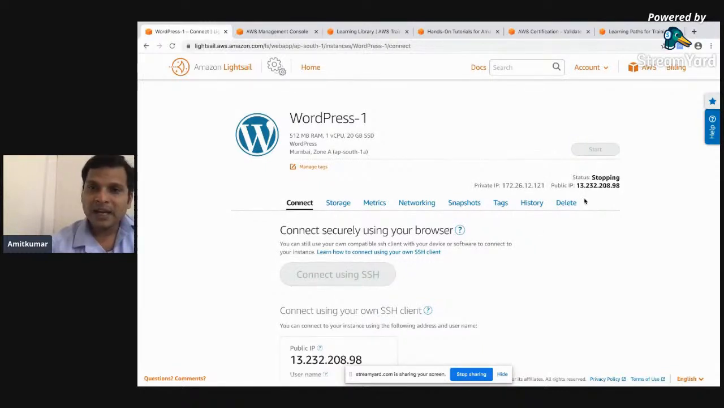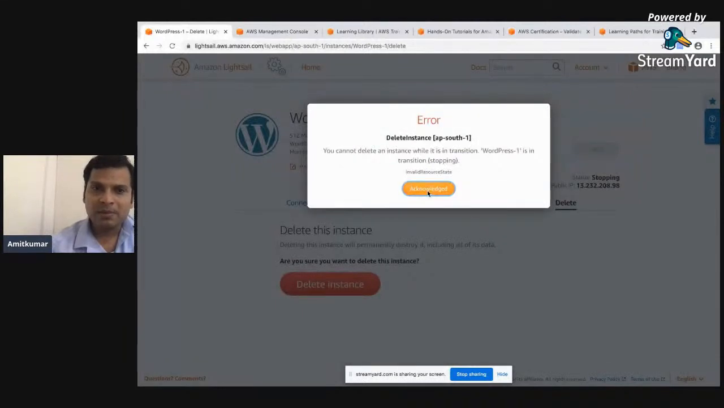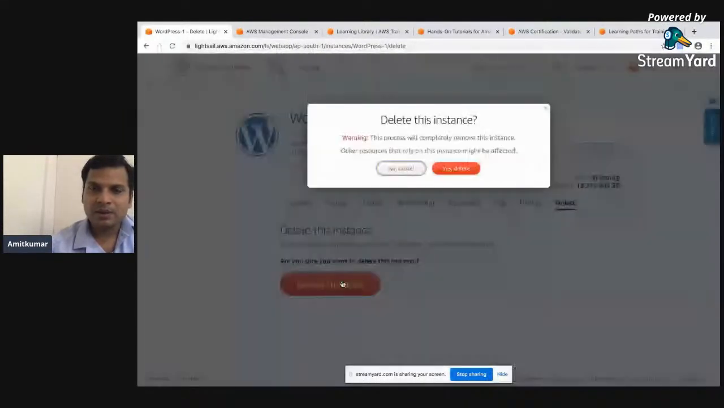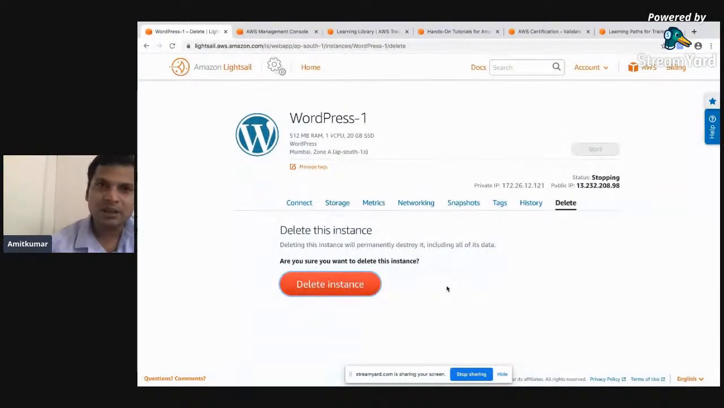Now I have the option to delete this, and I should delete it because I should do all the cleanup. Okay, maybe the shutdown is still happening. Once that is done, we'll delete it. I will come back to this page. You cannot delete while it is in transition. The shutdown is still in transition. We'll delete it later on.